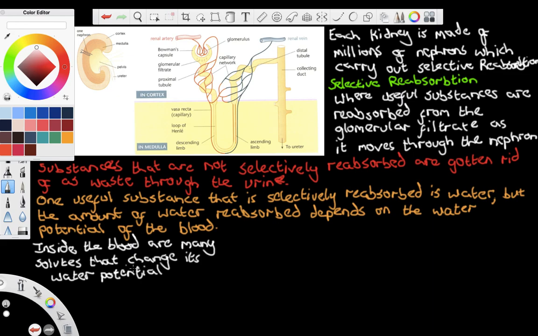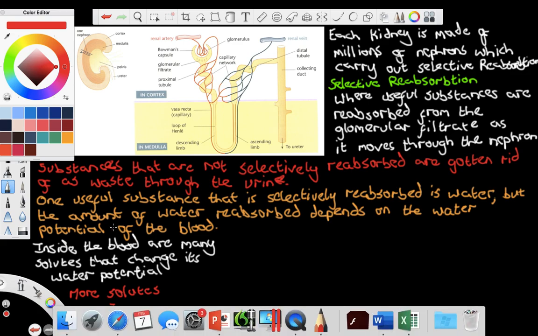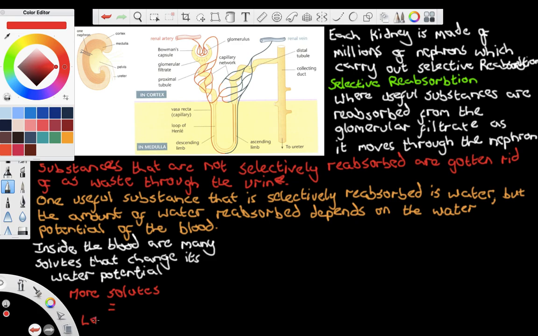Now, as a rule of thumb, the more solutes you have, the lower the water potential. Okay? So we can say more solutes equals lower water potential. Okay? So if there's more solutes, there will be a lower water potential.